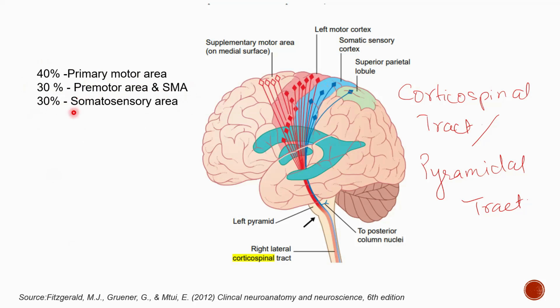But what is so important for us to remember is what most of us miss out. We never think how a sensory cortex can have a role in the motor tract. But the somatosensory areas also contribute 30% of the fibers to my corticospinal tract, or the pyramidal tract.